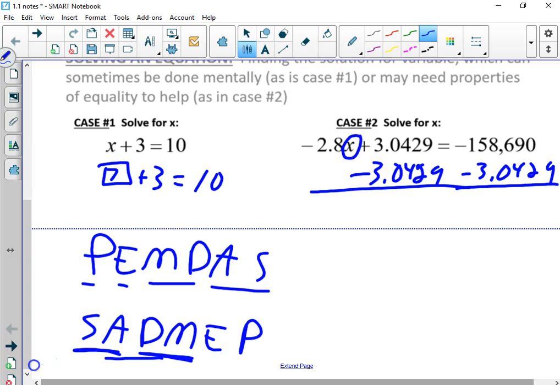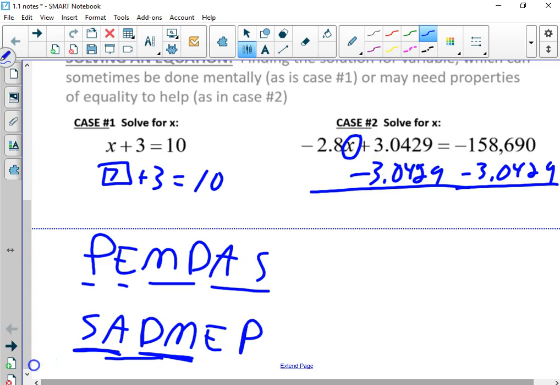We're starting with negative 158, right? So think about it. We owe $158,000. We're in the hole, $158,000. And then we borrow 3 more. Is this going to be going that way or that way? Bigger or smaller? Think about that, okay? So we're actually going to be more in debt.